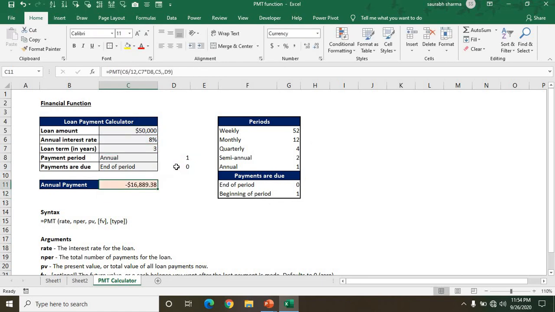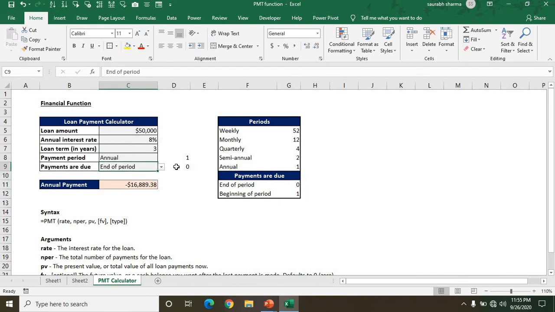Now it's showing minus 16,000 loan amount. If I do it manually, if I pay monthly, then my total cost is 15,166.82. So whenever I change from here, let's suppose I select quarterly, now this is my quarterly payment. If I select semi-annual, this is the semi-annual payment. If I select annual, the payment is 16,000.